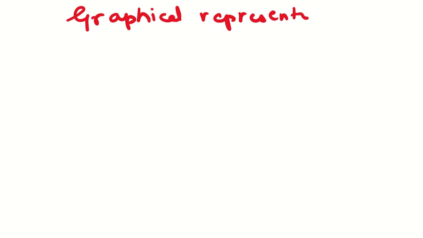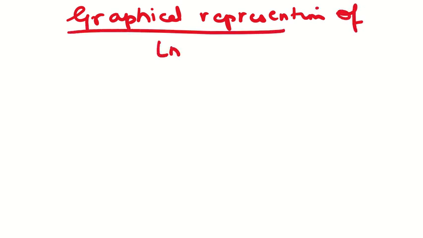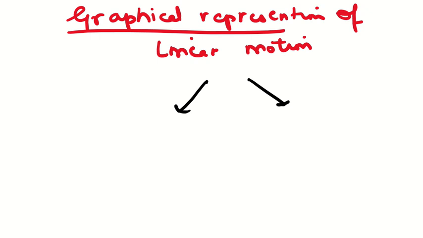Now we will move on to the other topic. I won't say it's a topic, it is basically the graphical representation. Graphical representation of linear motion, right? We are going to talk about two types of graph. First is going to be the distance-time graph.